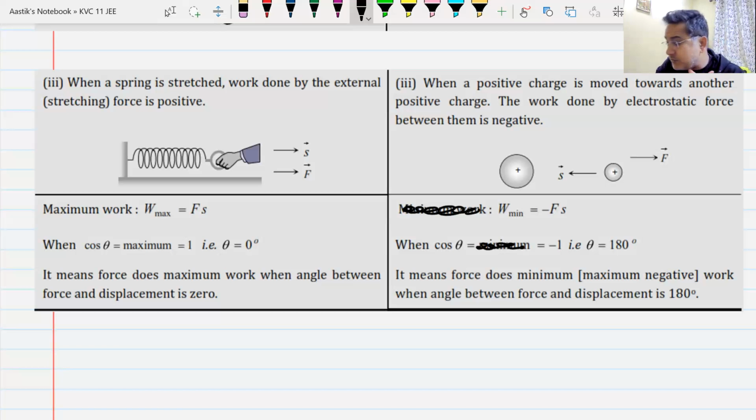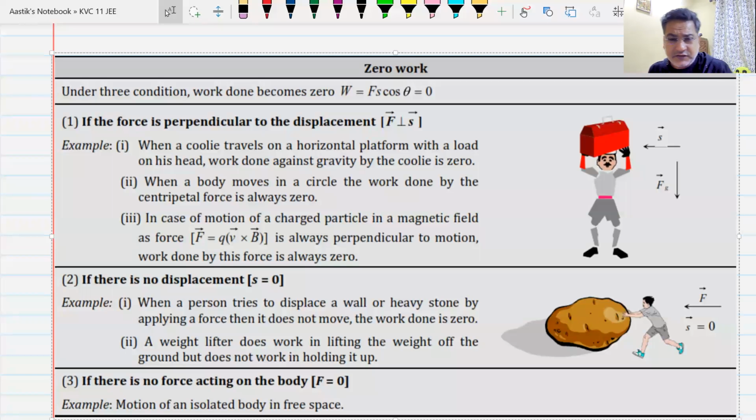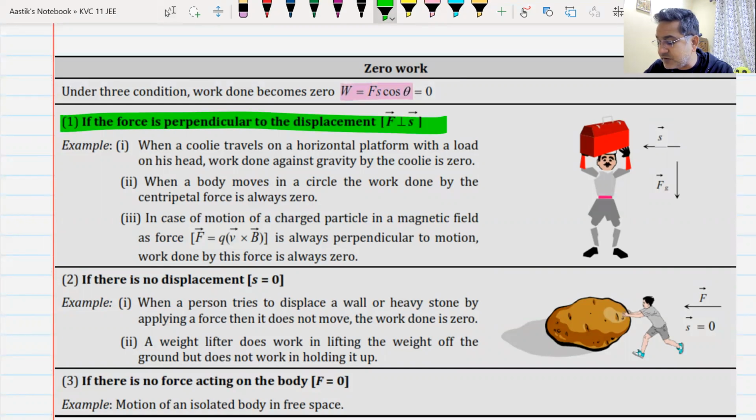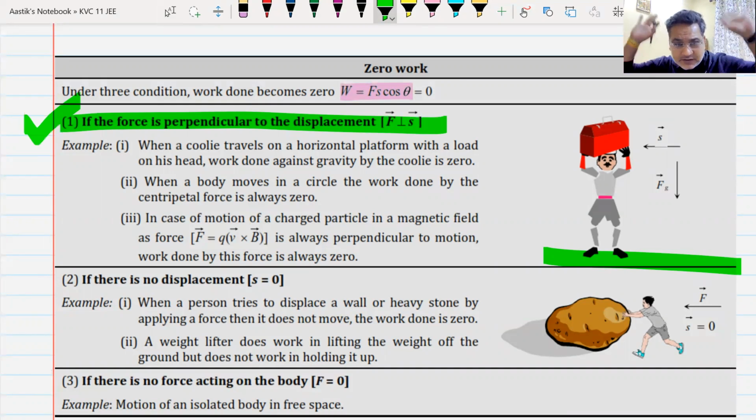Okay, then we come to the examples of zero work. When will work done be zero? As you can see, work done is F into S into cos theta. The first way it can be zero is by force being perpendicular to displacement. As I gave you the example of this coolie. This coolie is moving on a flat ground. The angle between the gravitational force, the weight of the mass that he is carrying, is downwards and he is moving along the horizontal.